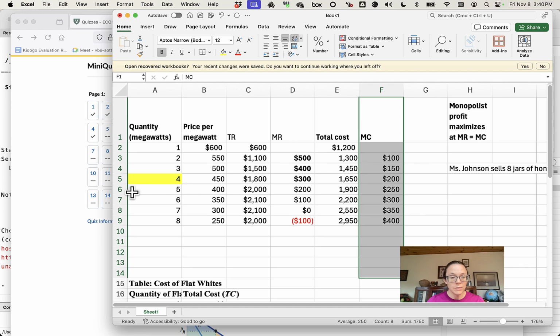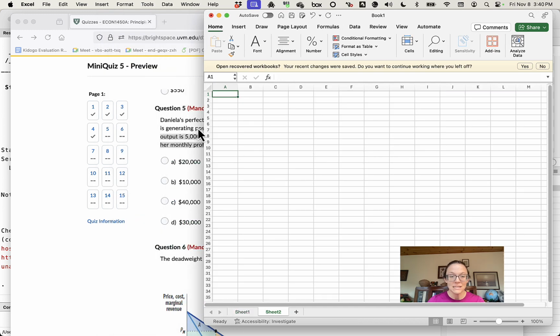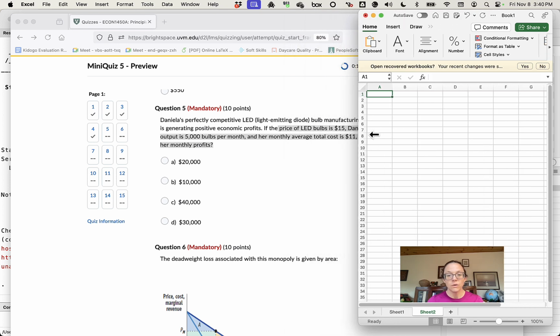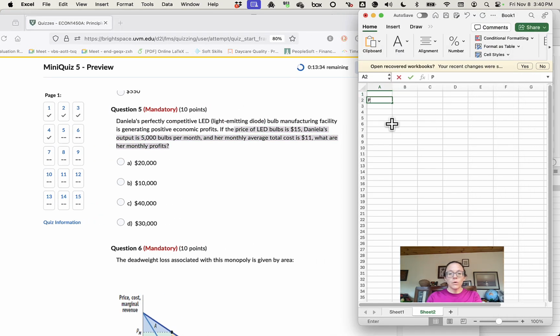So when I've got a problem like this that doesn't include all the information that I'm expecting, right? It's kind of presented in a weird way. What I do is I kind of write down the stuff that I know. So I'm just going to, again, because of my weird screen sharing situation, jump back and forth here. So what do I know? I know the price is 15. I know her output is 5,000. And I know her ATC is 11. And what I want to know is what profits are.